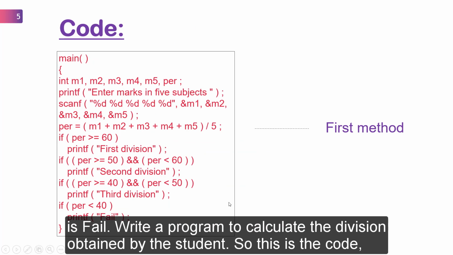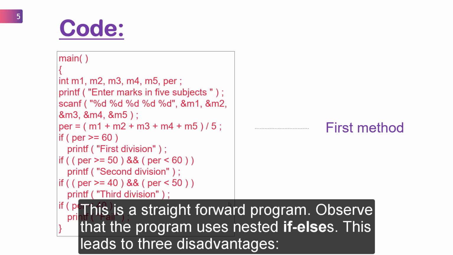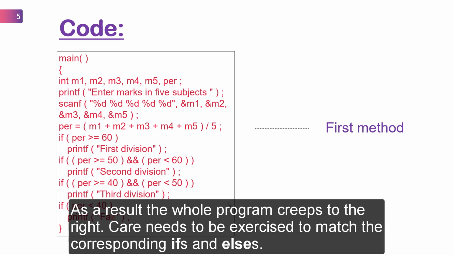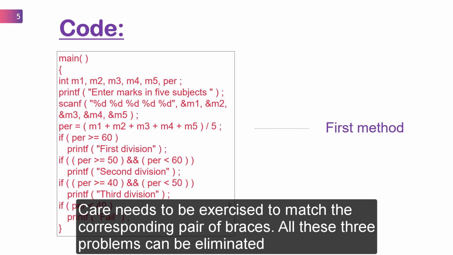So this is the code. This is a straightforward program. Observe that the program uses nested if-elses. This leads to three disadvantages. As the number of conditions goes on increasing, the level of indentation also goes on increasing. As a result, the whole program creeps to the right. Care needs to be exercised to match the corresponding ifs and elses. Care needs to be exercised to match the corresponding pair of braces.